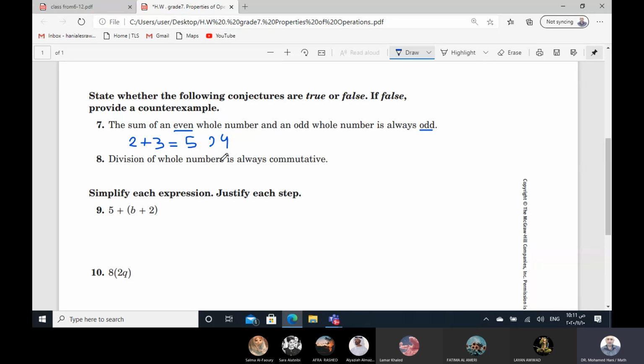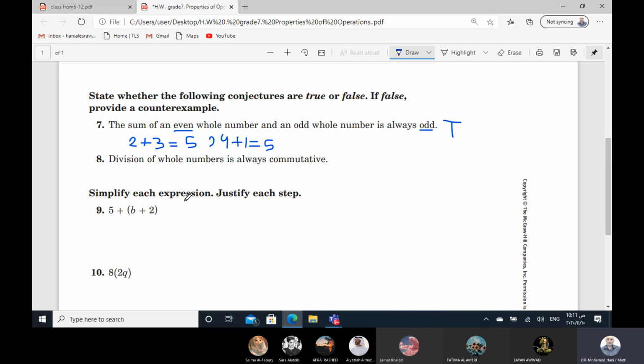4 even plus 1 odd. The answer will be 4 plus 1 will be 5. So odd. So this is true. This is true. And this is the example.